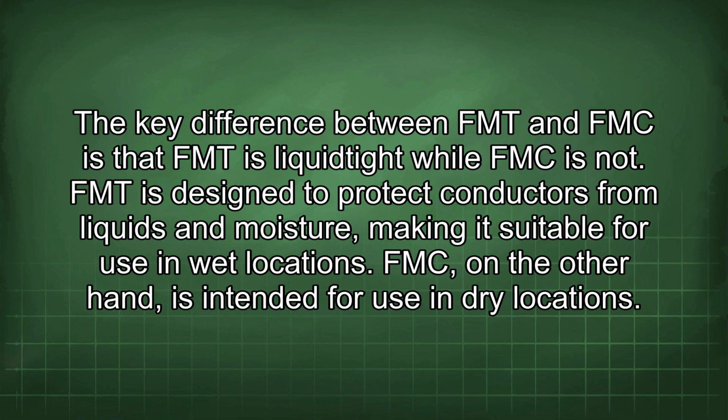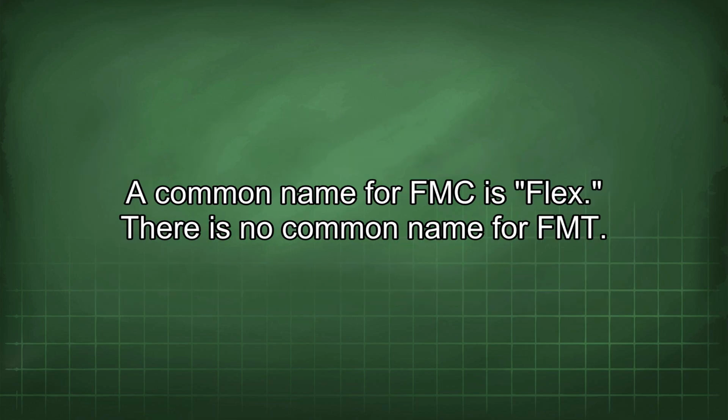FMT is designed to protect conductors from liquids and moisture, making it suitable for use in wet locations. FMC, on the other hand, is intended for use in dry locations. A common name for FMC is flex. There is no common name for FMT.